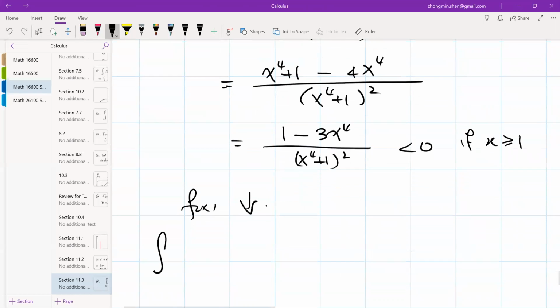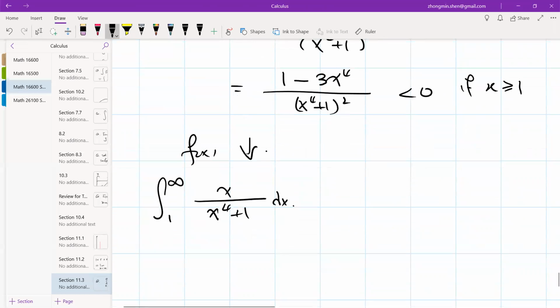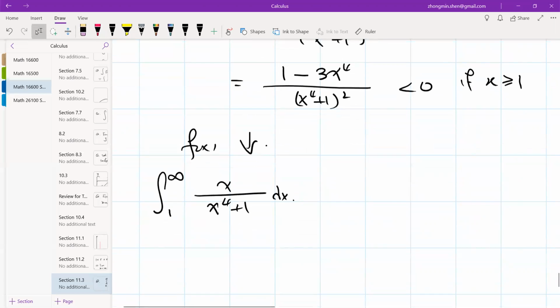Then all you have to do is to look at this integral. I have trouble with this integral, right? Okay, so is this convergent or not? That comes to the knowledge. You have to use the knowledge from Math 163.